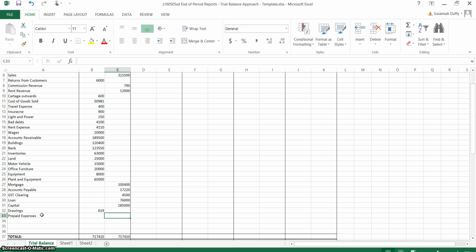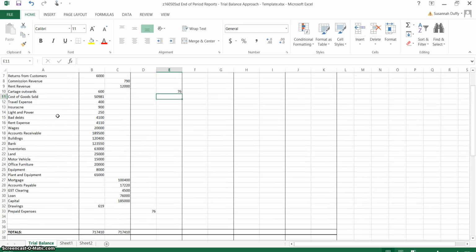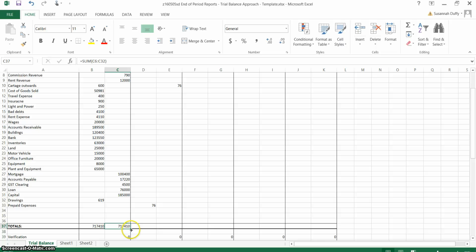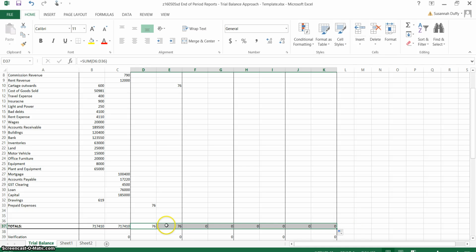Prepaid expense, we know, being an asset, will be a debit. So we debit the $76. Therefore, the credit needs to come out of cartage outwards. So we'll go over here and we'll credit $76. If I drag this little formula across, you can see that these are matching. So we've got debit and credit.